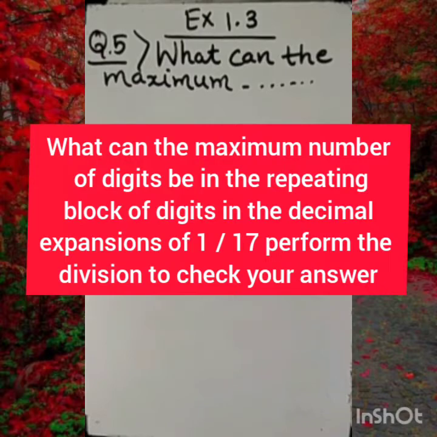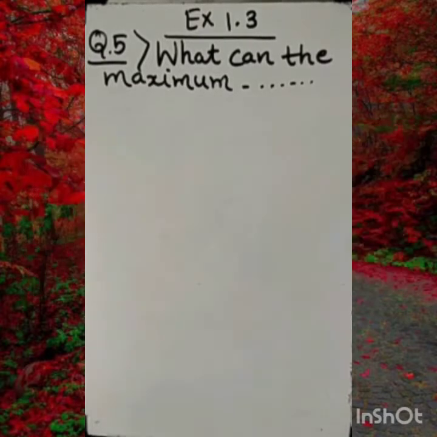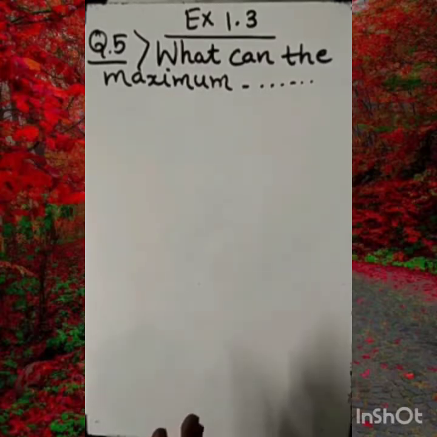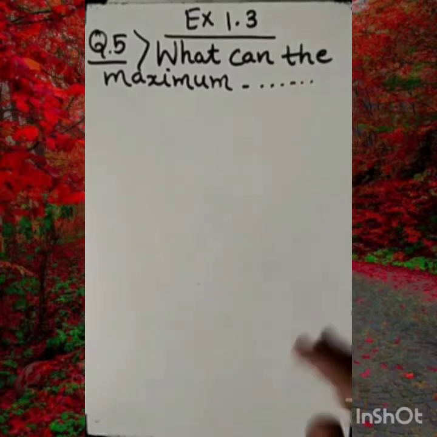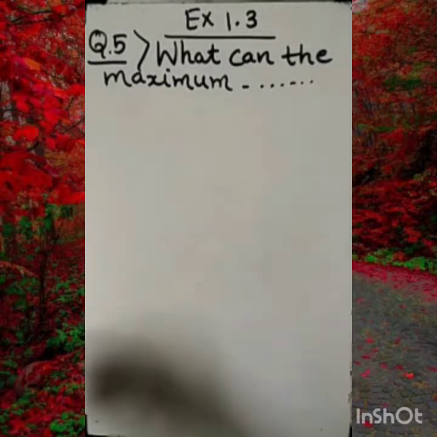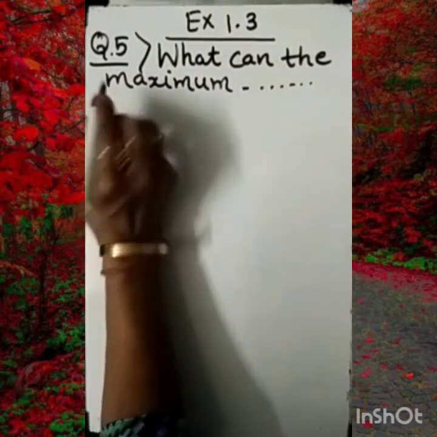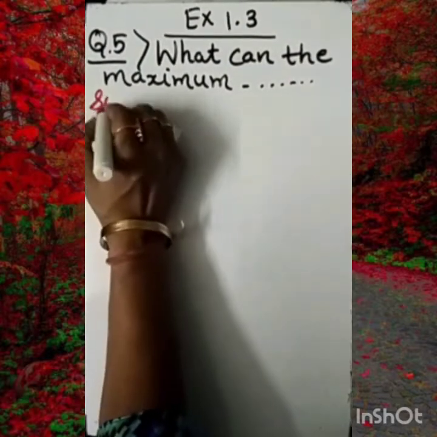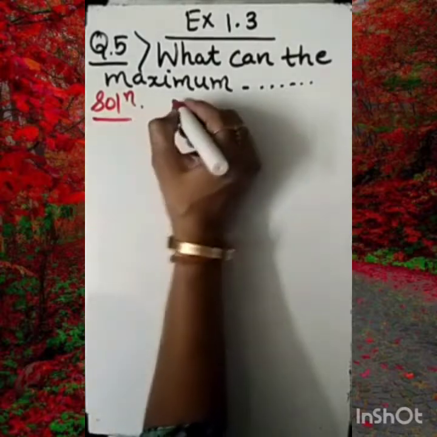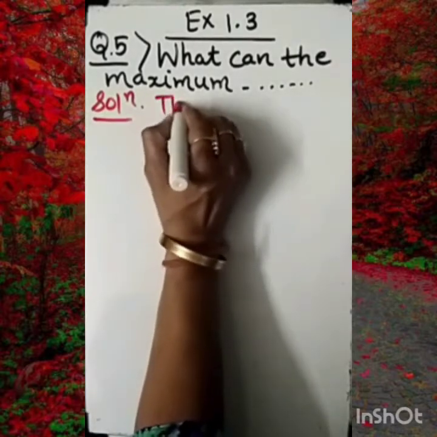Okay. Now let me clarify the question. Here they are asking how many digits, meaning the maximum number of digits, will be in the quotient when we divide 1 by 17. So please remember, first in a small sentence you just mention here the maximum number of digits.